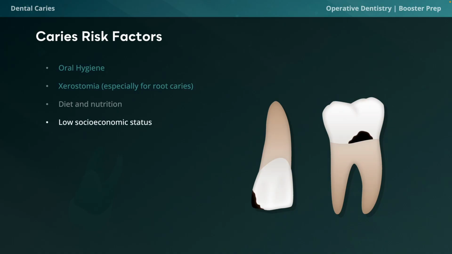Socioeconomic status also plays a role, since individuals from lower income backgrounds often have limited access to dental care and education about oral health. Certain risk factors are specific to children. For one, children with siblings who have a history of tooth decay are at a higher risk since they often share the same environment and dietary habits.